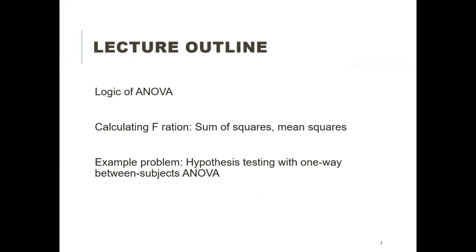In this lecture, we'll start by reviewing the logic behind ANOVA. Then we'll talk about calculating the F ratio, the test statistic that we calculate for an ANOVA. In doing so, we'll talk about the sums of squares and the mean squares. And then we'll go through the example of hypothesis testing with a one-way between subjects ANOVA, and we'll work through a problem together.